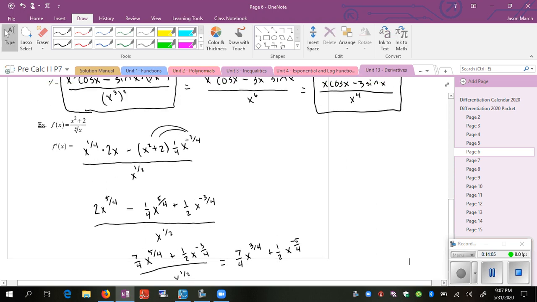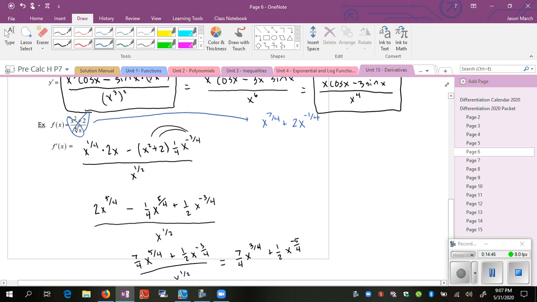Now you might have been realizing that we probably didn't actually have to do the quotient rule there. If we go all the way back to the beginning, I could have distributed that division right off the bat and called it x squared over x to the 1/4, so x to the 7/4, plus 2x to the negative 1/4.